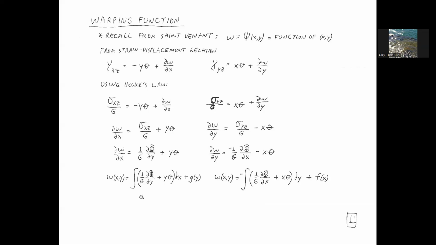If we have something with X only, we add it over here. And if we have something with Y only, we add it right. So that's what the G of Y and F of X is. Stuff that we cannot catch when we integrate with X, or here where we integrate with Y.